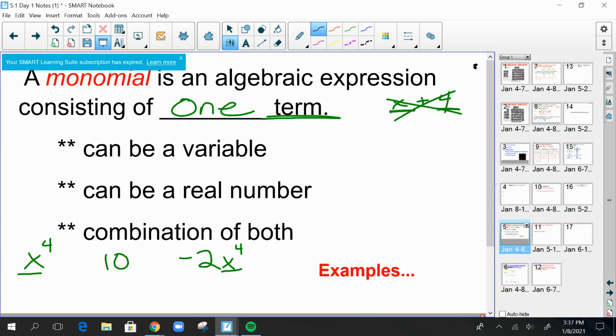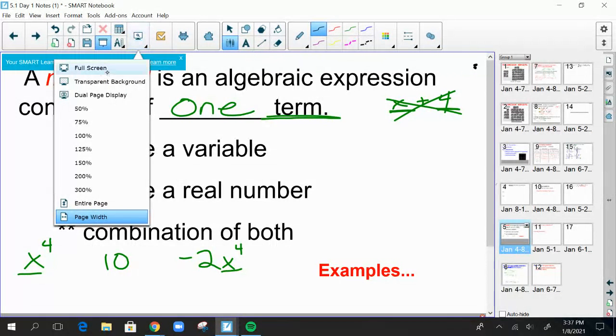Okay, this is kind of the 5.5 vocabulary section.